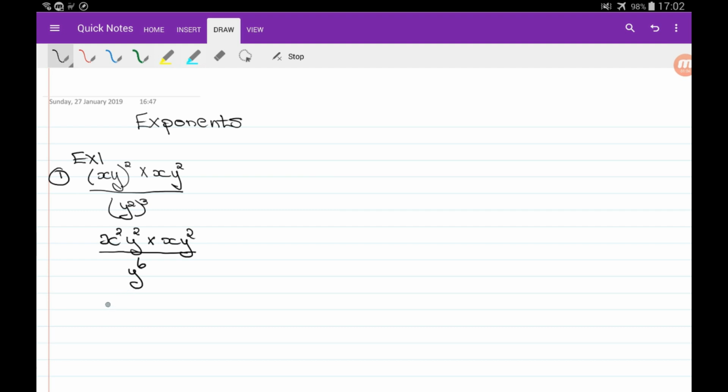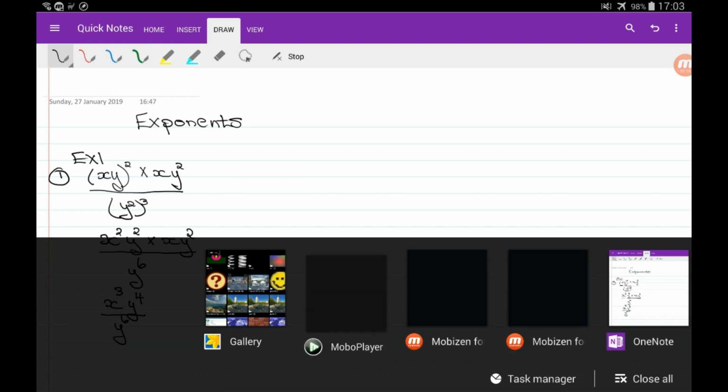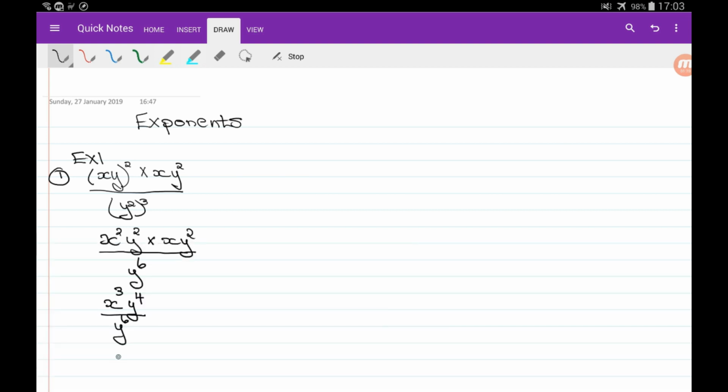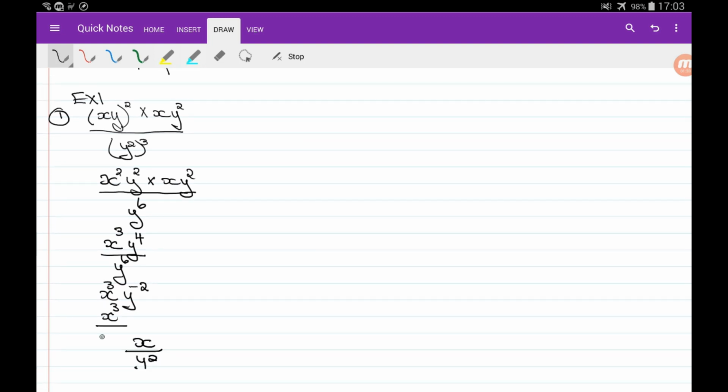First of all, we are going to multiply our like bases by adding exponents. x cubed, y to the 4 divided by y to the 6. Now we are going to divide by subtracting. And we get x cubed, y to the power of minus 2, or we can present that answer as x cubed over y squared.